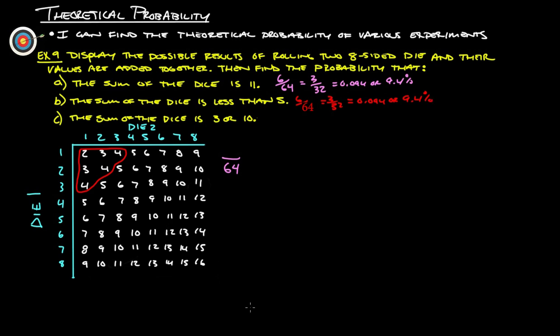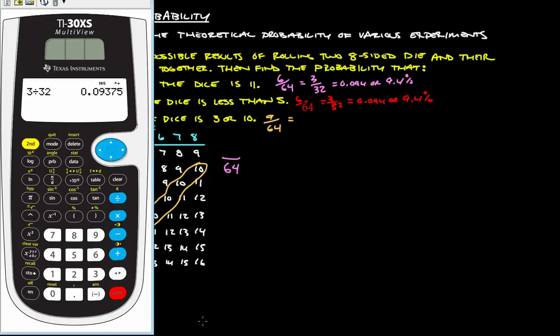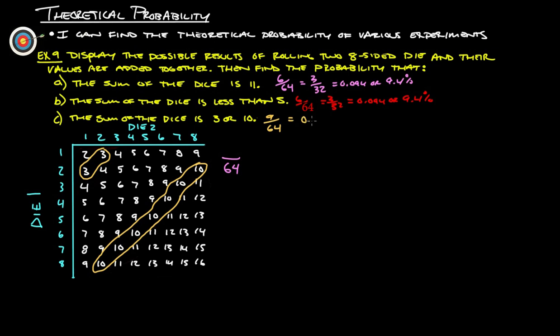Okay, and then let's take a look at C here. The sum of the dice is 3 or 10. So here's our 3s, and then or 10. So any one of these would work, right? So that is going to be a total of 1, 2, 3, 4, 5, 6, 7, 8, 9. So that's going to be 9 out of 64, right? Which is 9 divided by 64 gives us 14.1%.